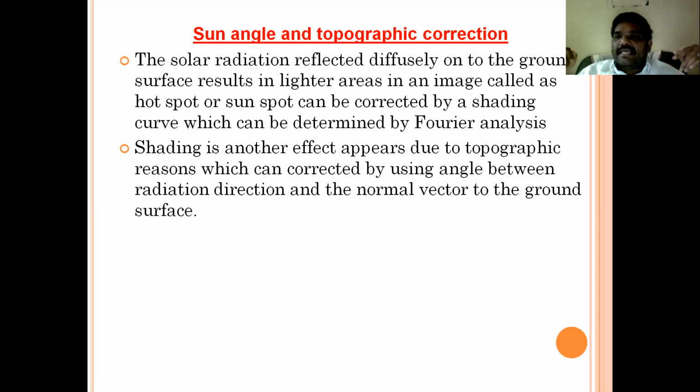sometimes in the images there will be light patches. Light patches are called sunspots or solar spots. They can be removed by estimating a shading curve using Fourier analysis. What is Fourier analysis? We are going to discuss it in the lab. Keep in mind, Fourier analysis is not in your syllabus, and it is not a simple task to discuss.